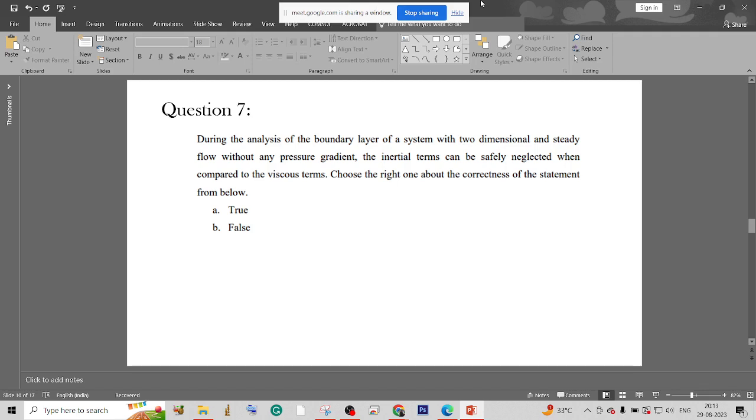Everything like rho, then u del u by del x plus v del u by del y, that is the inertial term. How is it neglected? It is the term that is responsible for the inertia.